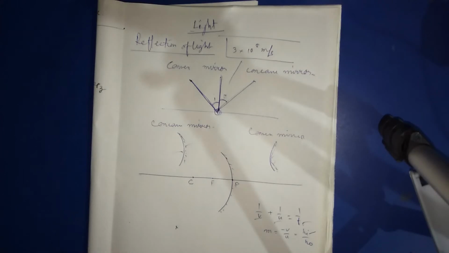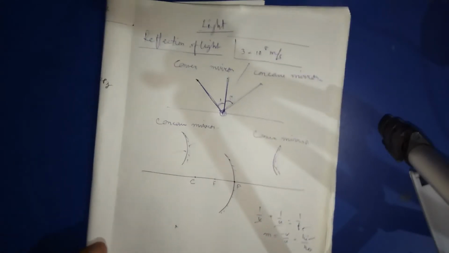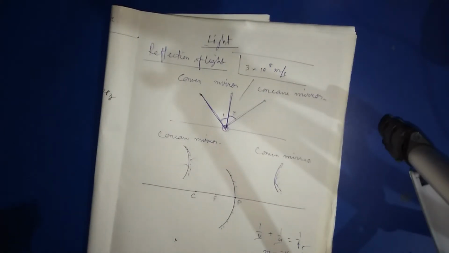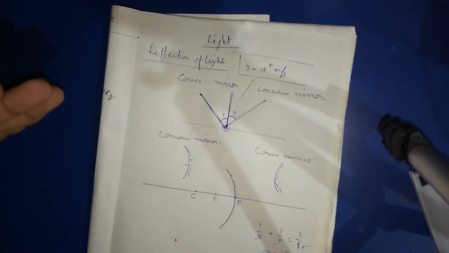Hello friends, in this video I'll be discussing light, the reflection of light, spherical mirrors and the sign convention of spherical mirrors. It is a portion of class 10. In part 1, I'll be explaining mainly the reflection of light, the types of mirror, which are plane, convex and concave, and the mirror formula along with the sign convention. So let us go on without wasting any time.